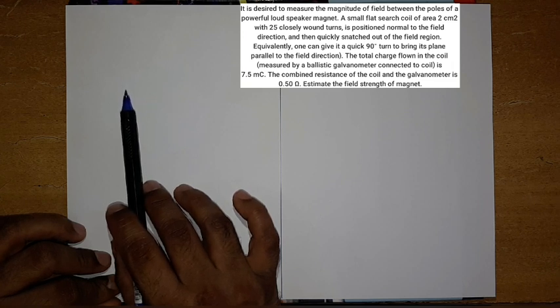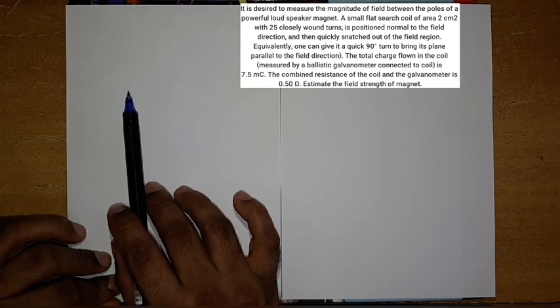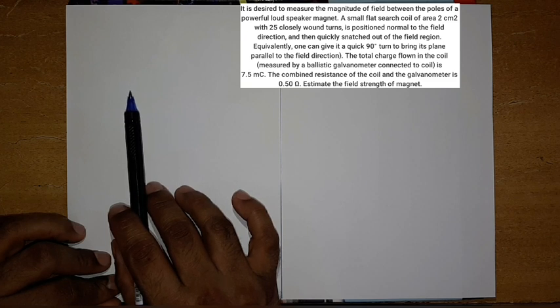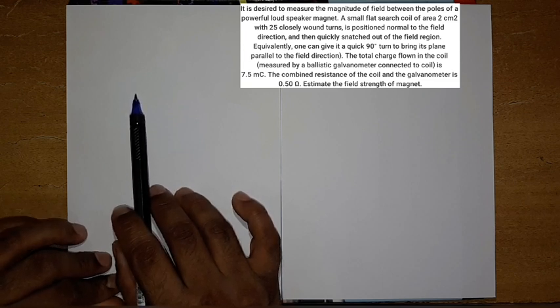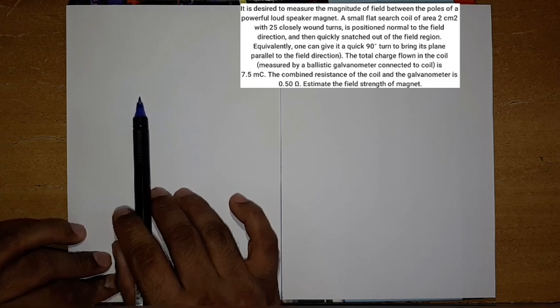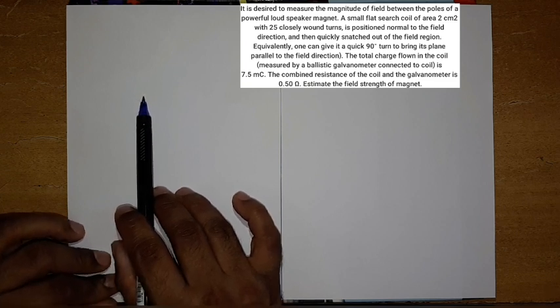A small flat search coil of area 2 cm square with 25 closely wound turns is positioned normal to the field direction and then quickly snatched out of the field region. In brackets, equivalently, one can give it a quick 90 degree turn to bring its plane parallel to the field direction. Means initially the angle is 0, then it is quickly turned to 90 degrees.